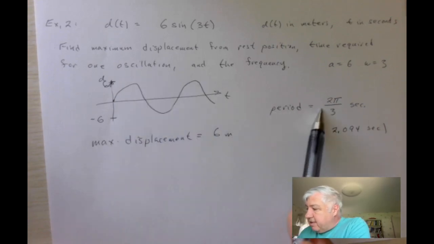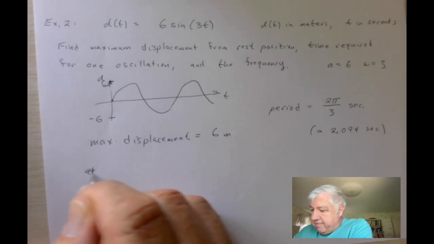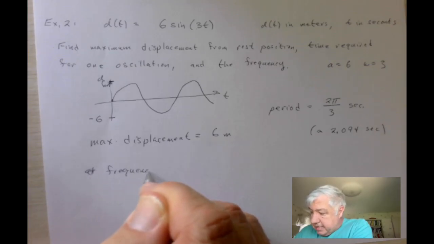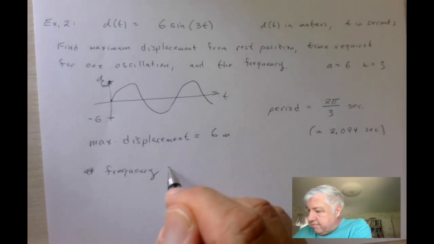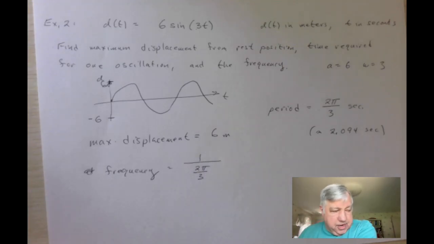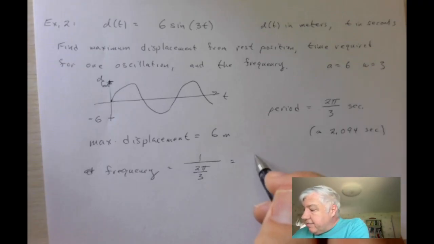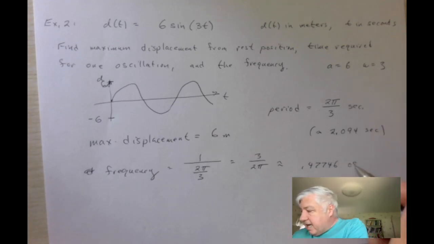So this tells us the time required for one oscillation. That's what the period is. And then the frequency is the reciprocal of this. So this is going to be 1 over 2 pi over 3, which is the same thing as 3 over 2 pi, which is approximately 0.47746 oscillations per second.